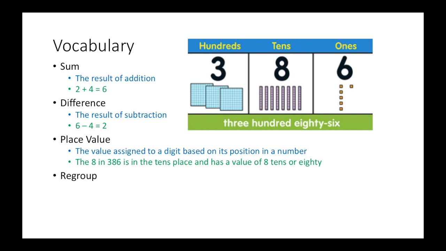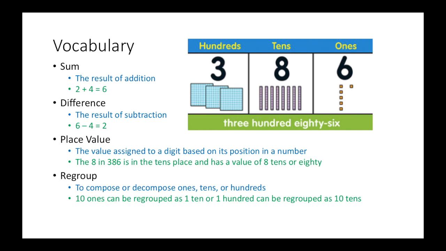80. And finally, regrouping, and that's going to be our big focus today. Regrouping is to compose or decompose ones, tens, and hundreds. 10 ones can be regrouped as 1 ten, or that one rod, and 100 can be regrouped as 10 tens. So if we're having to subtract, we can break and decompose some of these numbers to help us, or we can put these together to help us with addition and subtraction.